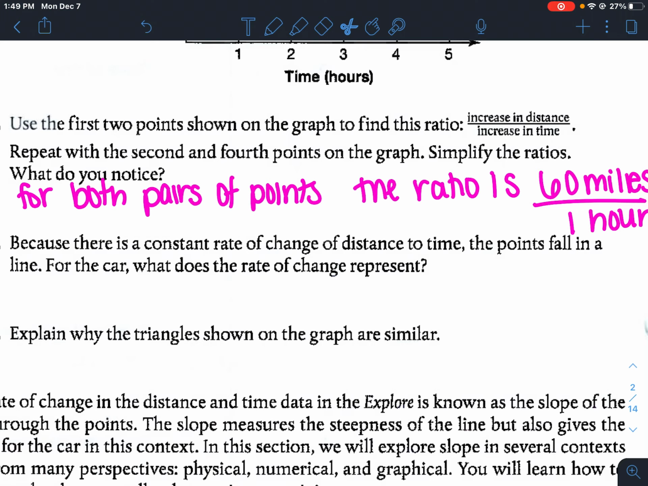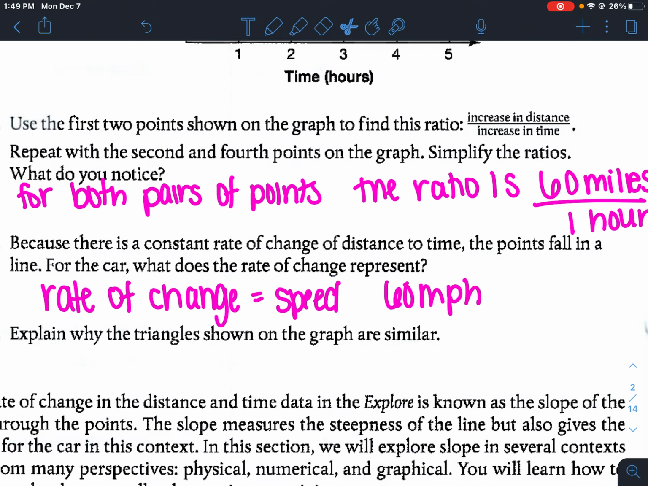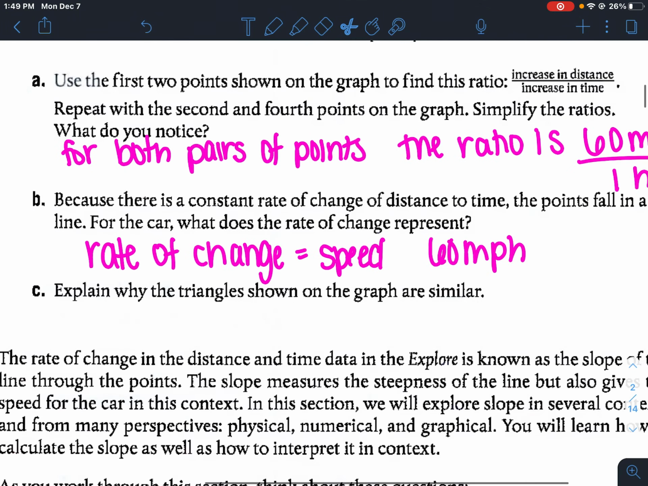For the car, what does this rate of change represent? Okay, well, this change represents speed, which is 60 miles per hour, which is how fast the car is going.